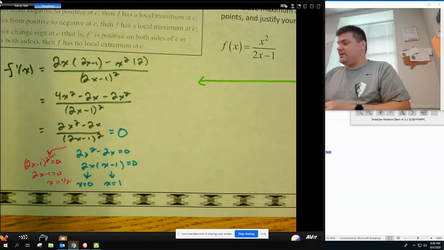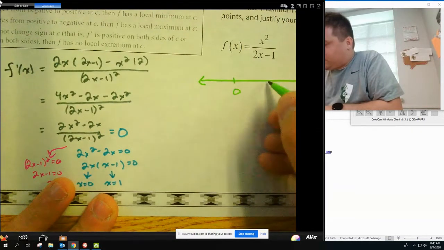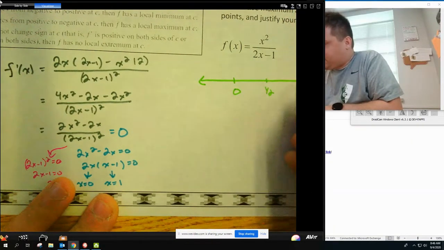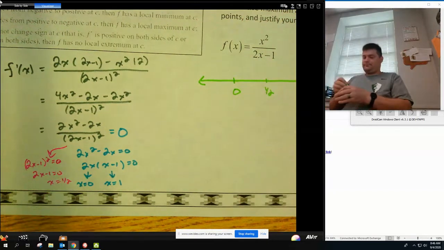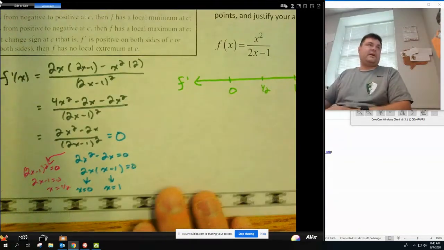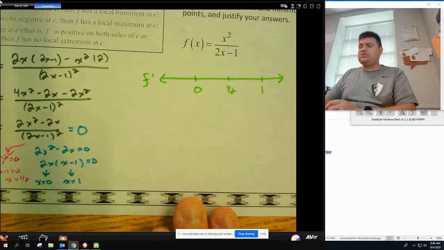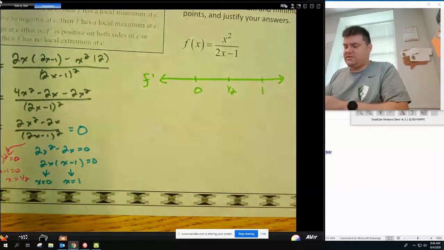So I'm going to label these three things on my number line. So I'm going to go with 0, I'm going to go with 1/2, I'm going to go with 1. Now, this is my number line on f prime. Some people ask me, hey, are we plugging these numbers back into the original or the derivative to find out if it's increasing or decreasing?